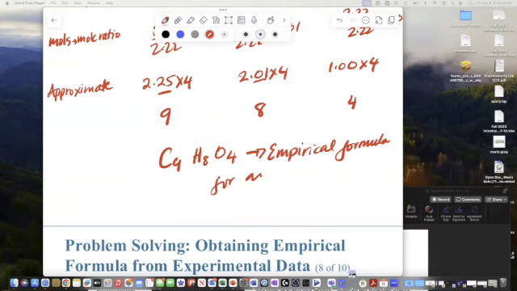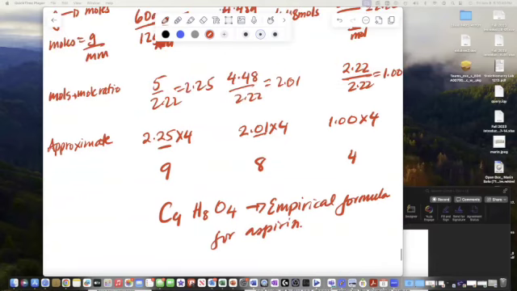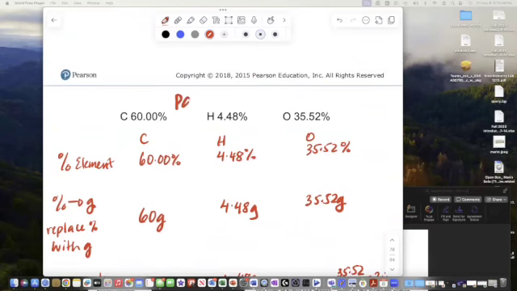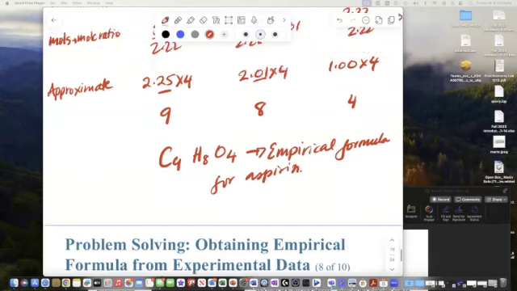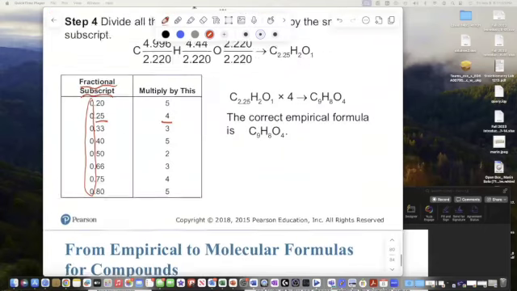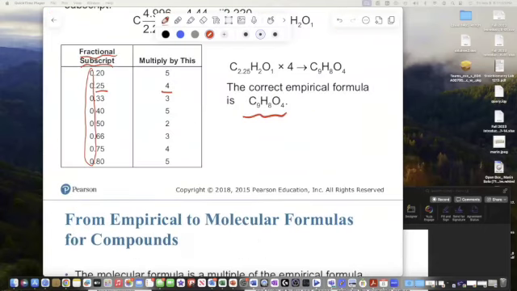for aspirin, right? So you can see it, right? We started with the parts. These are all the parts. We started with the parts and use this step-by-step process to get to the whole. And the whole is the empirical formula. So hopefully you can see that. Okay. So that pretty much answers that problem here.